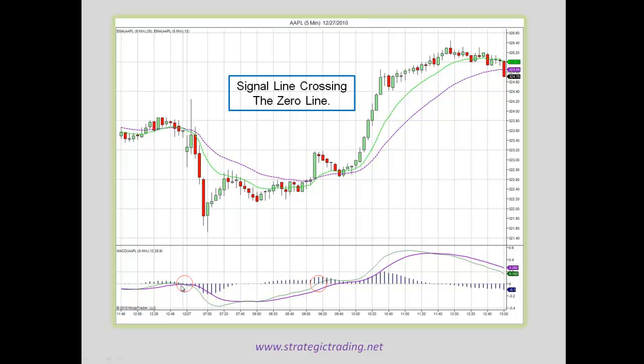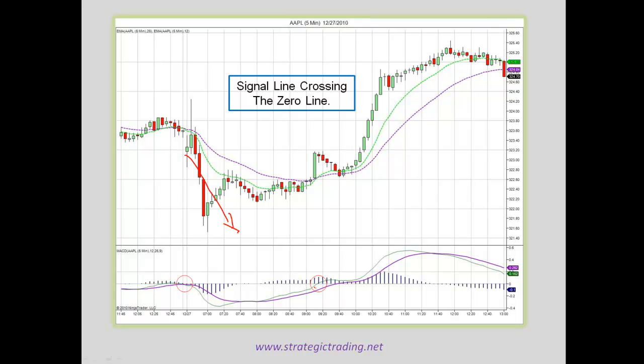Now in this first instance, the signal line crosses both the MACD line as well as the zero line to the lower portion of the zero line, or below the zero line, indicating a negative shift in prices towards the downside. And if we take a look at the top here, you will see that that is exactly what happened when the signal line did cross the zero line. Prices started to drop precipitously up here on the chart. So you can see that things did start to drop as the signal line told us.